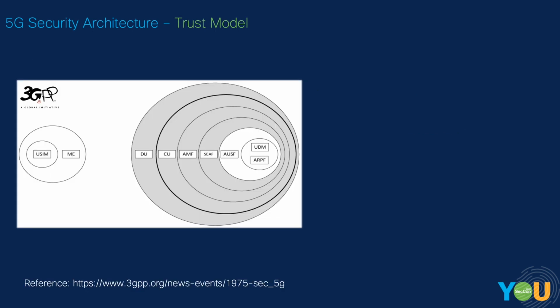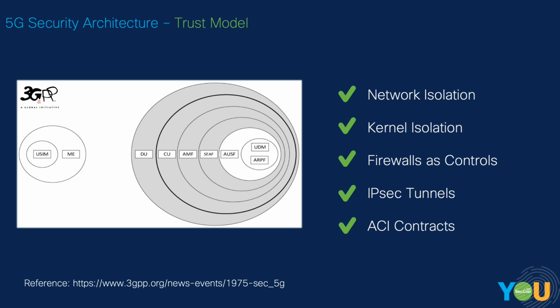And for this, there's a really good 3GPP paper that has been written, which designs a trust model around these elements. So you define your crown jewels, which could be your UDM or your ARPF, and then you define controls around it, because you know that those are the most critical ones and you want to protect them not just with one layer. You want to do defense in depth, so you add more layers. And how do you add more layers? With network isolation, kernel isolation, firewalls in places where you would need those controls, IPsec tunnels, or even ACI contracts from a physical infrastructure perspective. So you add more controls to those.